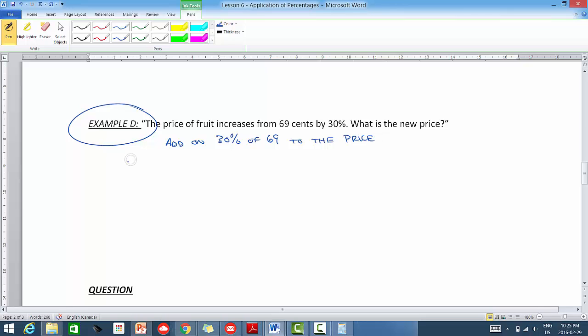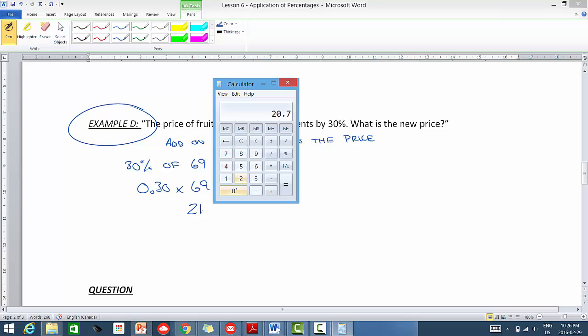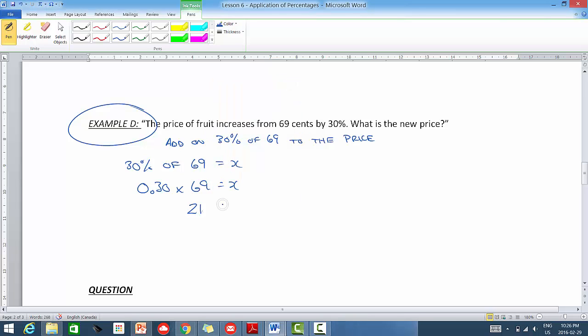Okay, so 30% of 69 cents is what we want to find. So that X represents how much we're going to add on to our original price. So we're going to go 0.3 times 69 equals X. You do that on your calculator, you get about 20.7. So we're going to round that up to 21. Just to show you, 0.30 times 69, so 30% of 69 equals 20.7. So we're going to round it up to 21 cents, equals X.